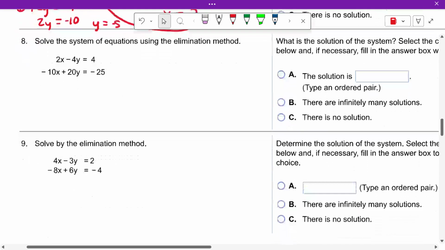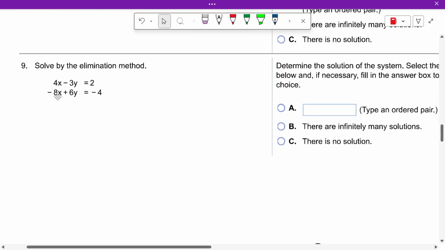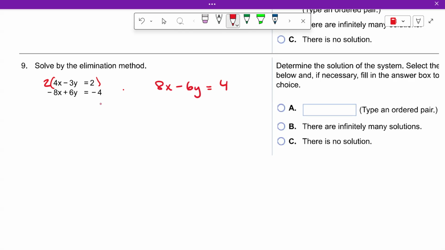I'm going to skip over 8, and I'm going to do 9. On number 9, okay, I want to create opposites out of my y, so I multiply both top and bottom by 2. So I get 8x minus 6y equals 4. My bottom equation is negative 8x plus 6y equals negative 4. If I add my columns, what do I get? 0 equals 0.